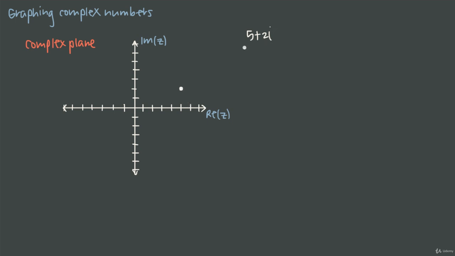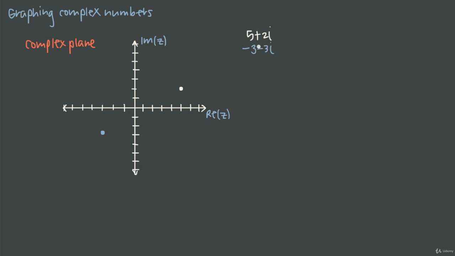Now what if we wanted to graph, let's say, negative 3 minus 3i? Well, the real part is negative 3, so we'd head out toward the negative direction, 1, 2, 3, negative 3 right here. And then the imaginary part is also negative 3. So we head down toward the negative half of the imaginary axis, and we go down 1, 2, 3 to negative 3, and that point is right there.